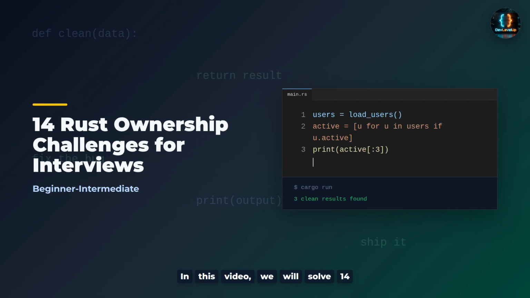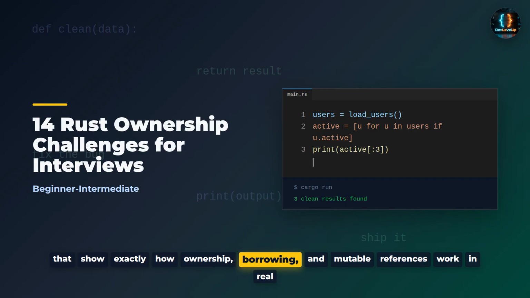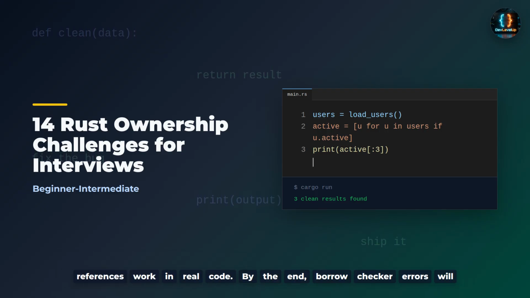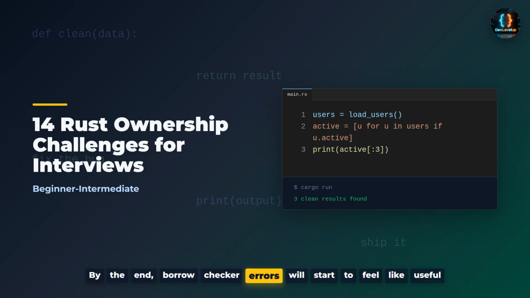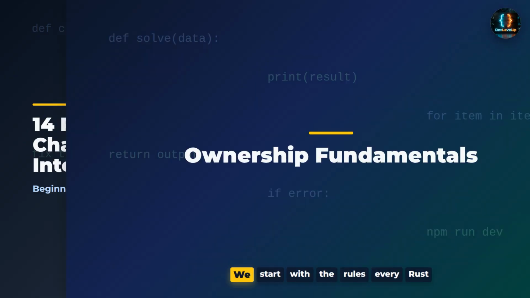Rust ownership is one of the biggest reasons beginners get stuck. In this video, we will solve 14 practical challenges that show exactly how ownership, borrowing, and mutable references work in real code. By the end, borrow checker errors will start to feel like useful feedback instead of random failure. We start with the rules.